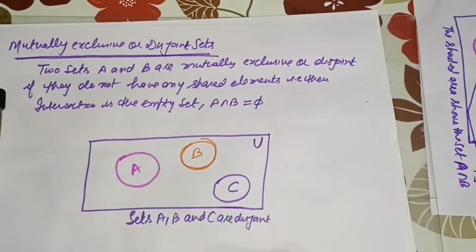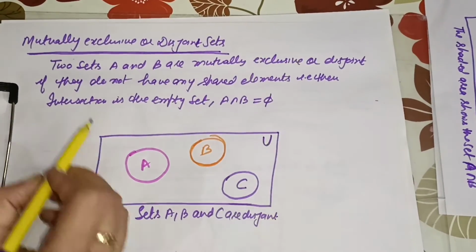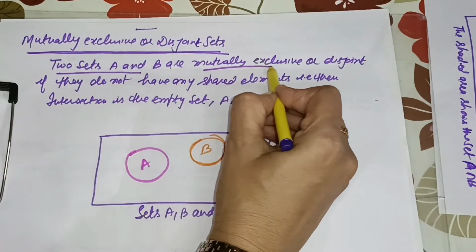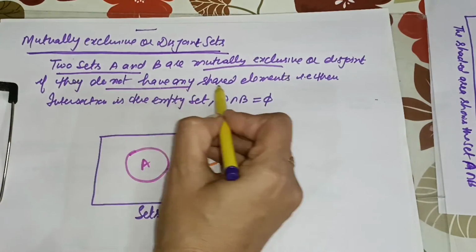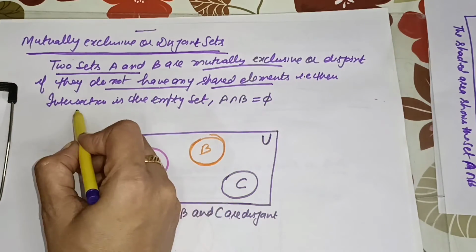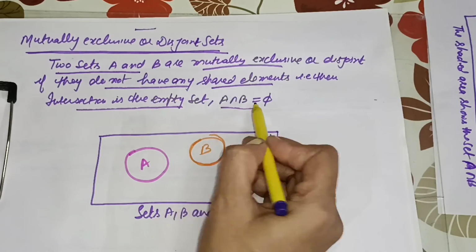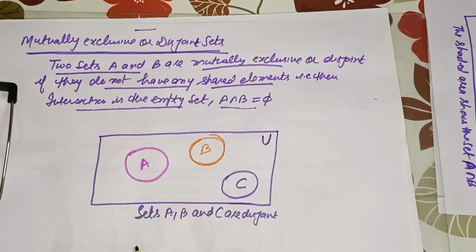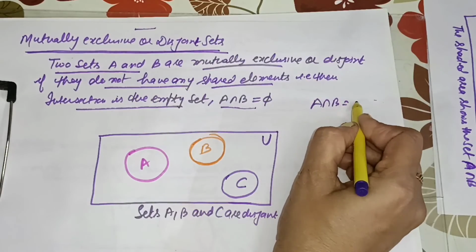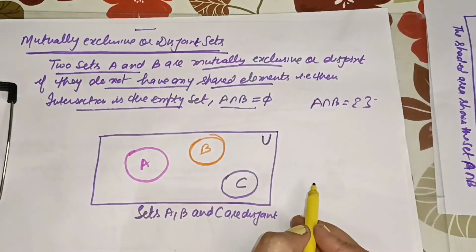Now, I will consider one more definition: mutually exclusive and disjoint sets. Two sets A and B are mutually exclusive or disjoint if they do not have any shared elements. That means if they have no common element, then we can say they are disjoint or mutually exclusive. So the intersection is the empty set. That means whenever we are talking about disjoint sets, the intersection should be the empty set. Empty we can write as ϕ or as empty. There are no common elements.